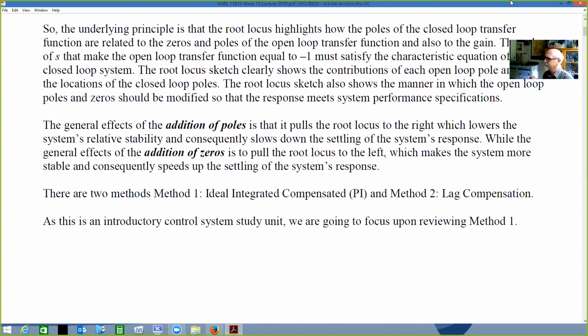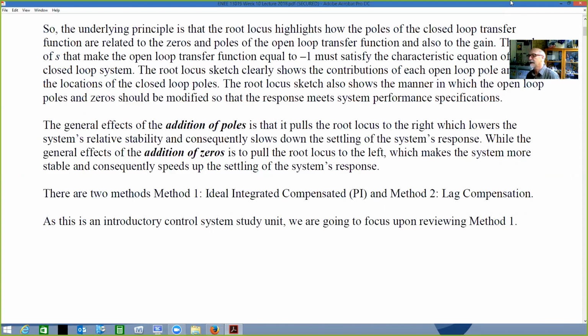So the values of S that make the open loop transfer function equal to -1 must satisfy the characteristic equation of the closed loop system. The root locus sketch clearly shows the contributions of each open loop pole and zero to the locations of the closed loop poles. The root locus sketch also shows the manner in which the open loop poles and zeros should be modified so that the response meets system performance specifications, settling time, anything like that that might have to come into the design characteristics.